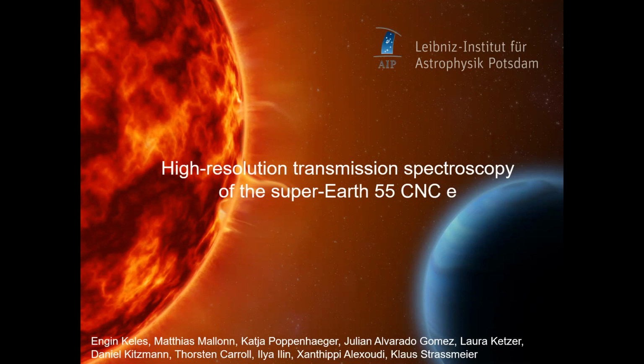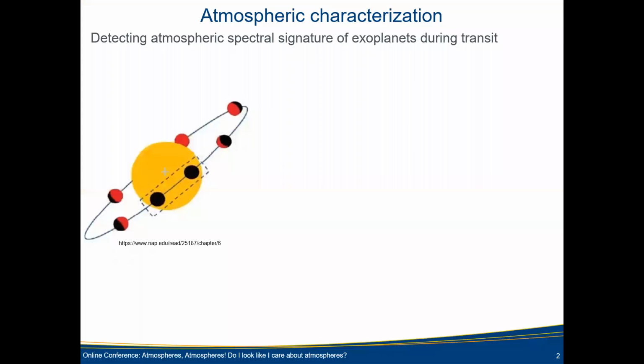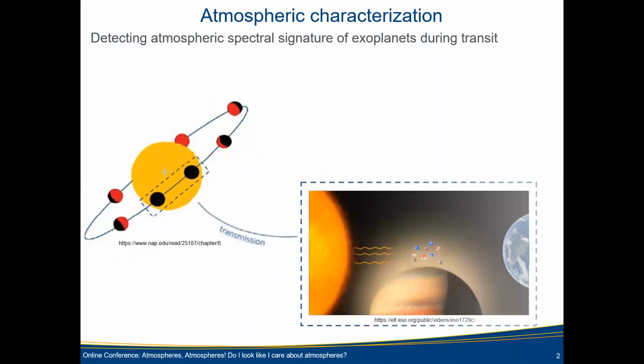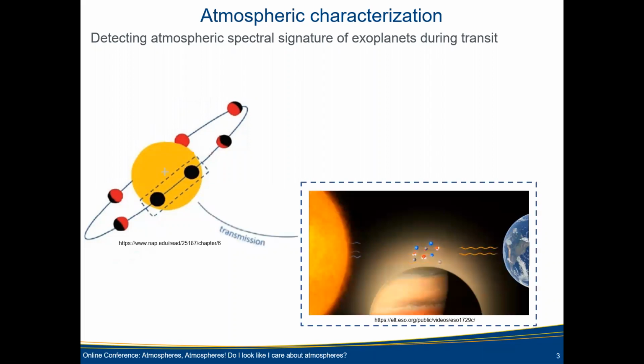So guys, I would like to speak today about high resolution transmission spectroscopy of a super Earth, which is 55 Cancri E. And I would like to go immediately to atmospheric characterization. So how do we characterize atmospheres here? This is a transiting planet and the blue dashed lines show the transiting planet. During the transit we observe photons which are scattered and absorbed by the planetary atmosphere, and we can observe the planetary fingerprints using, for instance, spectrographs.